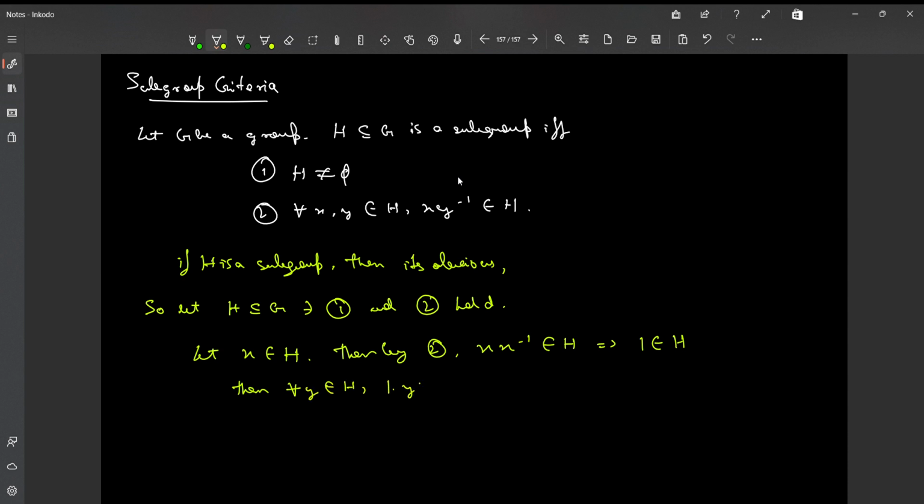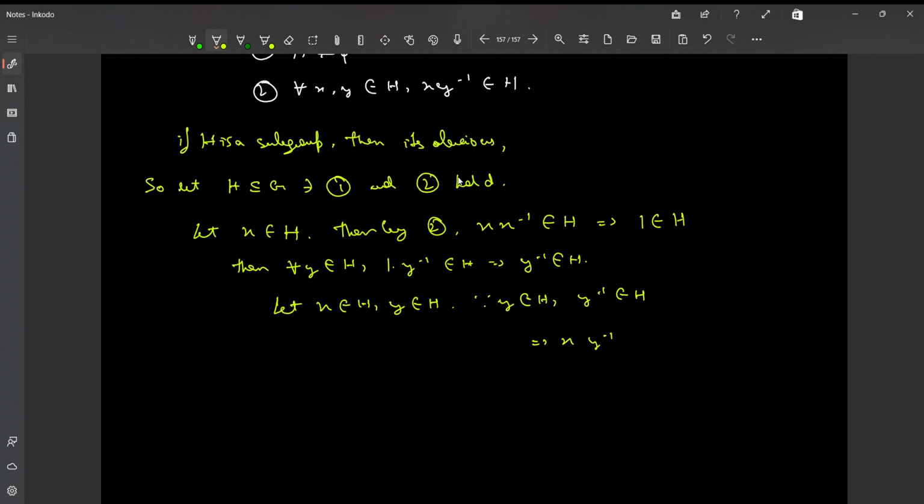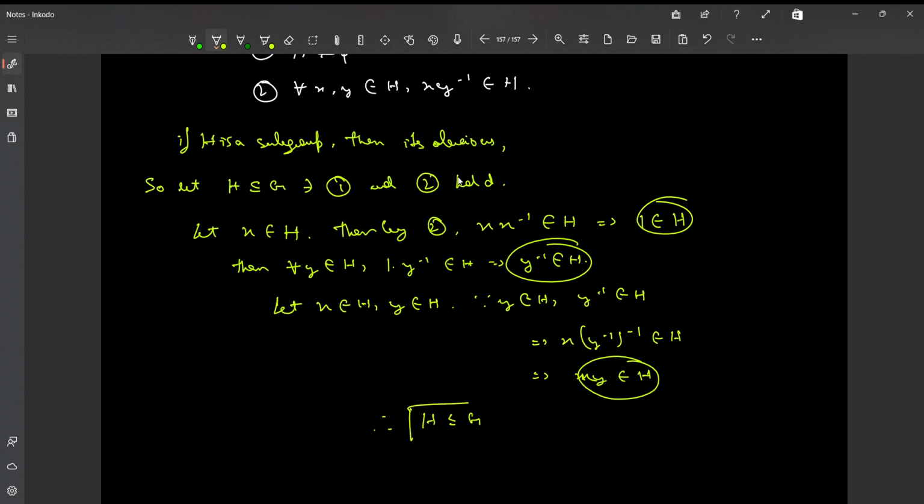Okay, so 1 is in H. Now if 1 is in H, then for all y in H, 1 times y inverse is in H, which implies y inverse is in H. So every element has an inverse and the identity is also in H. We are just left to check whether the closure property holds. Let x be in H, y be in H. Since y is in H, y inverse is in H. We have just proved that. If y inverse is in H, then x y inverse, whole inverse is in H. But y inverse, whole inverse is nothing but y. So x y is in H. So H is closed under multiplication. H has identity, H has inverses, and the other group axioms hold trivially. Therefore, H is a group and hence a subgroup of G, because the operations are the same, obviously. Right?